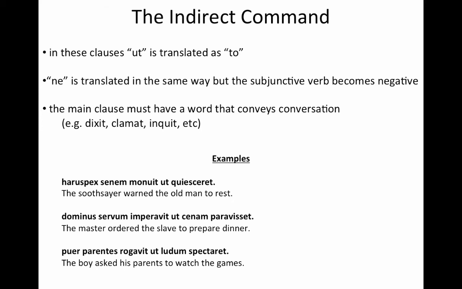So if we see the first example here, haruspex senem monuit ut quiesceret. So the soothsayer warned the old man to rest. You could also translate it that he should rest, but either way is fine. You'll note again that the subordinate subjunctive clause starts at that ut or ne and ends with your subordinate verb. Here it's very short. We have quiesceret, which is an imperfect subjunctive.